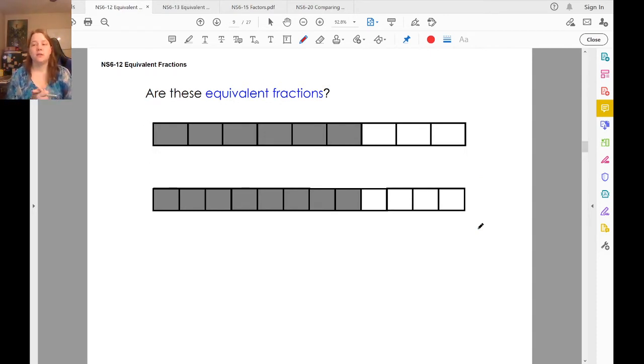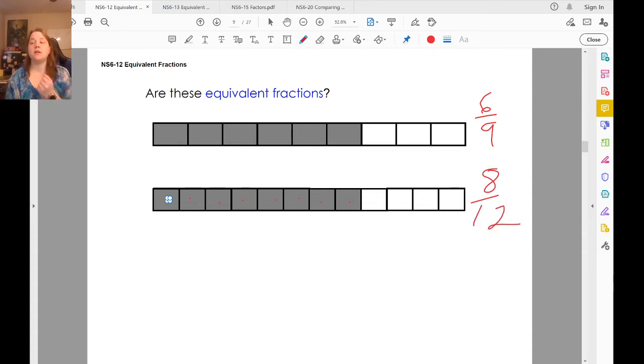Let's take a look here. 1, 2, 3, 4, 5, 6, 7, 8, 9. That becomes 6/9 shaded here. Over here we have 1, 2, 3, 4, 5, 6, 7, 8 out of 12.